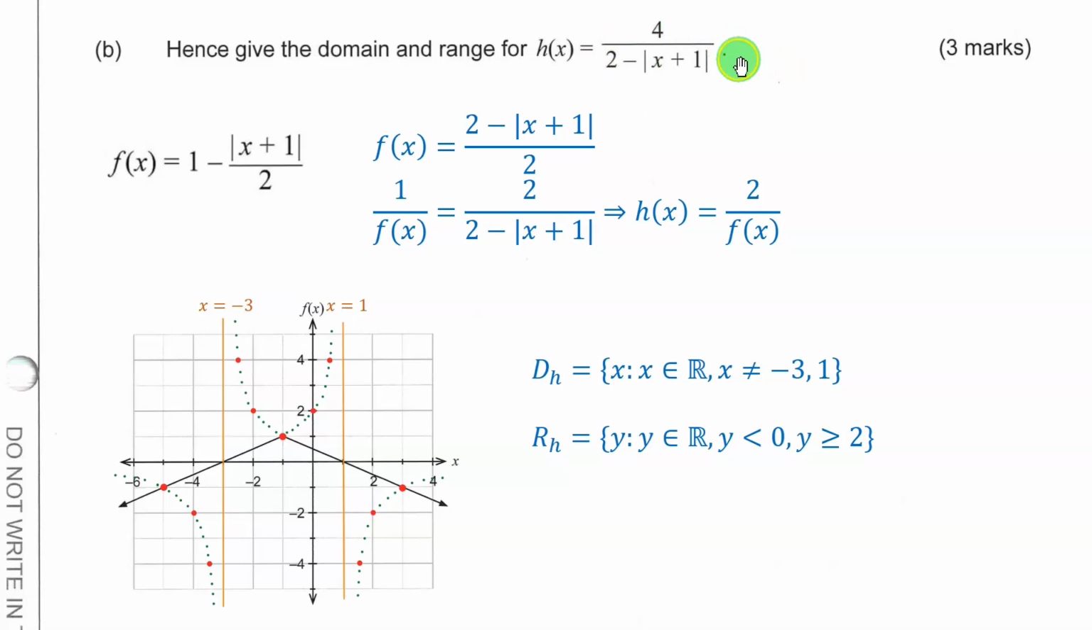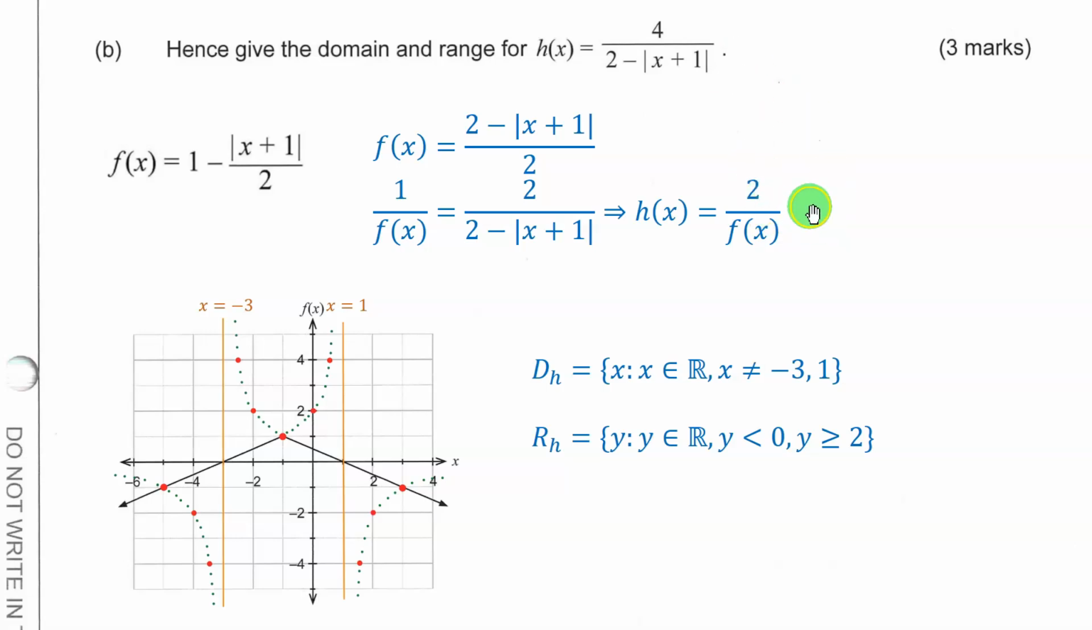Now, there's some kind of features that are familiar from the graph that we just looked at, where f of x was 1 minus the absolute value. And if you combine this into one function, here I go, 2 minus absolute value of x plus 1 over 2, and then flip it upside down so that we've got 2 over 2 minus absolute value of x plus 1, and then double it, we realize that h of x is twice the 1 over f of x graph.